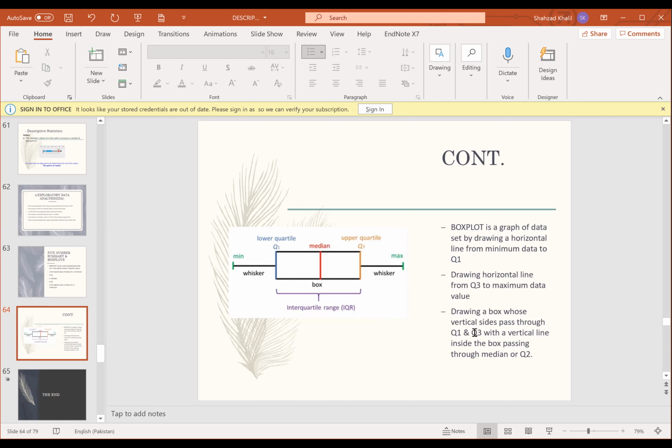Then we will draw this box, a box whose vertical sides pass through Q1 and Q3, and a vertical line passing through the median. So it is the lower quartile, upper quartile, the median, this is the box, and this is the whisker. That is why it is called a box and whisker plot, or box plot.